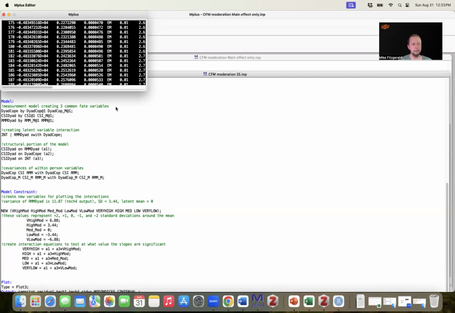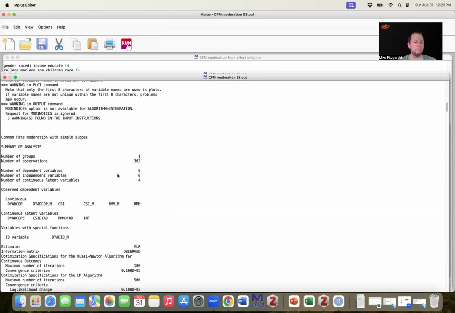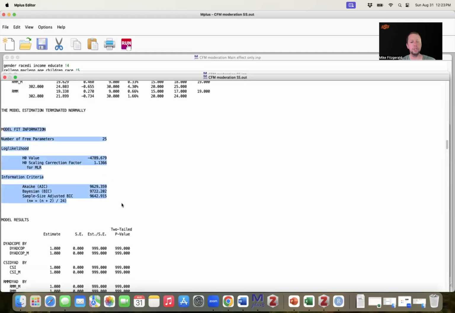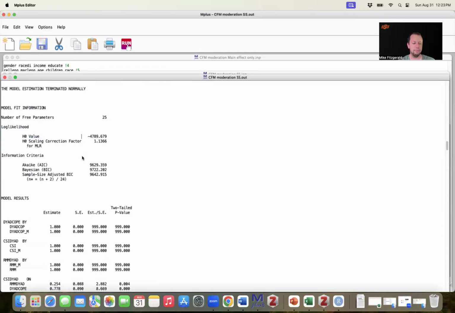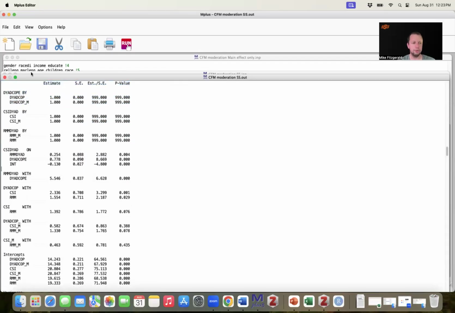So again, this is the Monte Carlo integration algorithm. And so we'll scroll down and you'll see our fit statistics are pretty much gone. Okay, right? So we have our log likelihood value, right? So we'll need that. And then we have our model results, right? And so there's a couple of things that we can do here. And to me, it doesn't really matter on the order, but I'll look at the significance first. So we do have a significant interaction, all right?